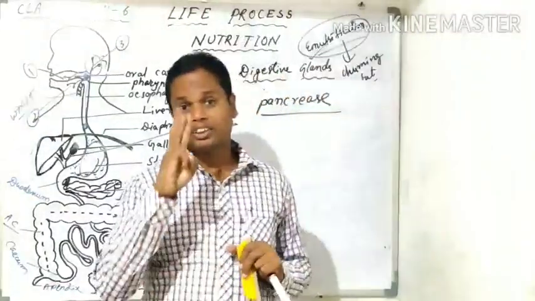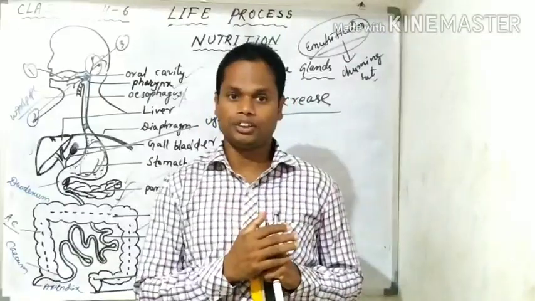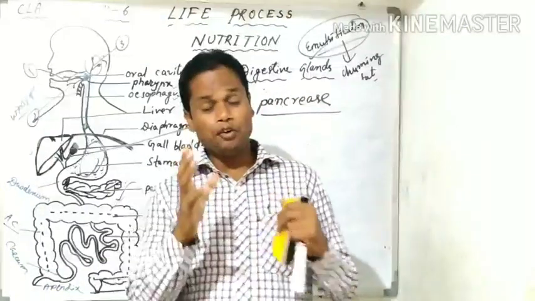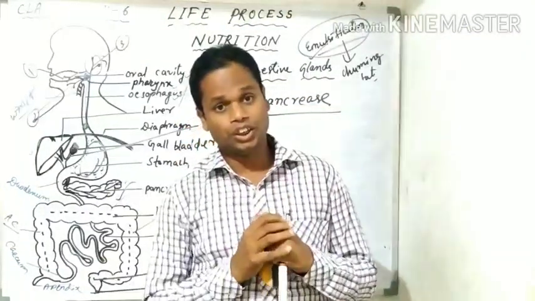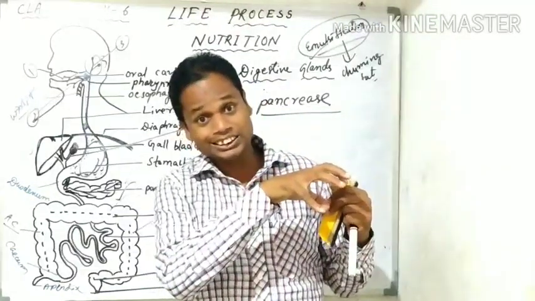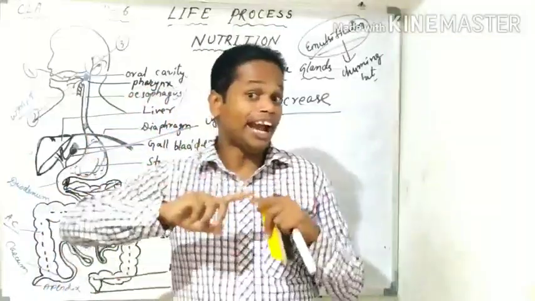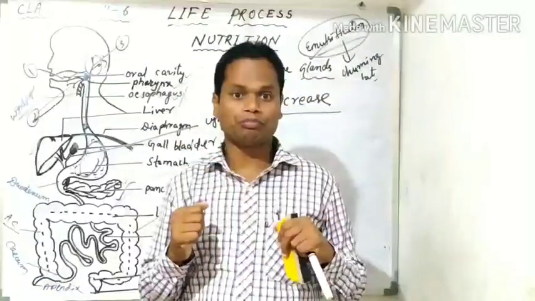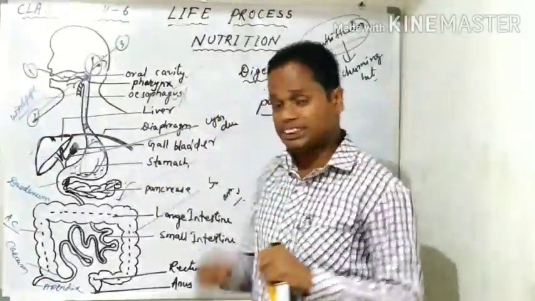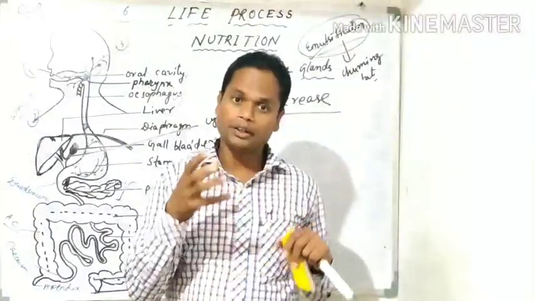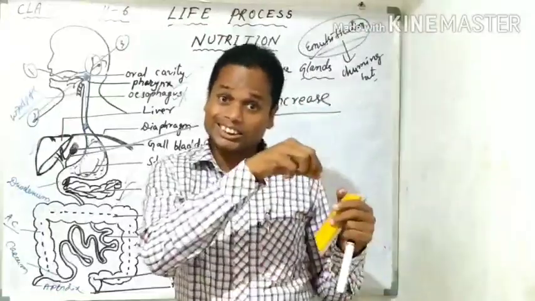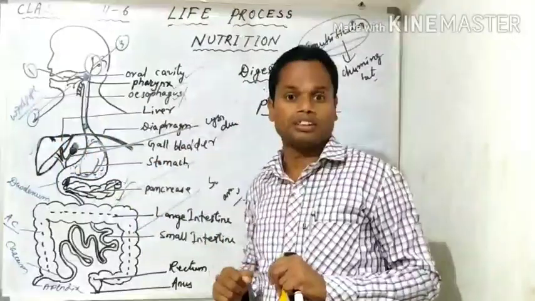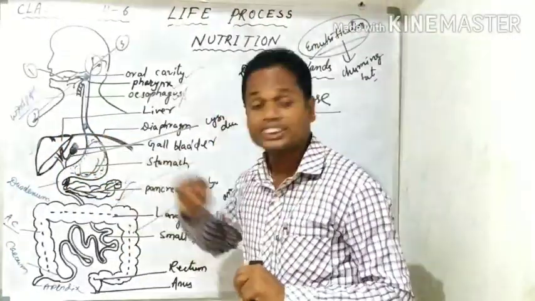You know everybody, there are three types of glands seen in our body: endocrine gland, exocrine gland, and mixed gland. Endocrine glands are ductless glands. The secretions from the glands will directly diffuse into the blood and reach the target site, like thyroid, adrenal, etc. The second type is the exocrine gland, which means the secretion from the gland will be taken by a duct and reach the target site, like our liver. Liver secretes bile juice and it falls at the duodenum.